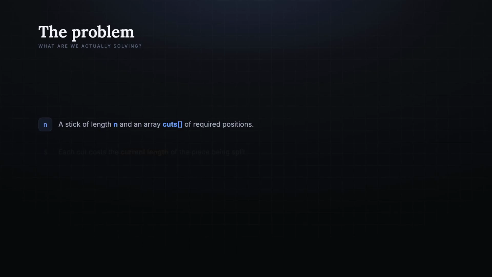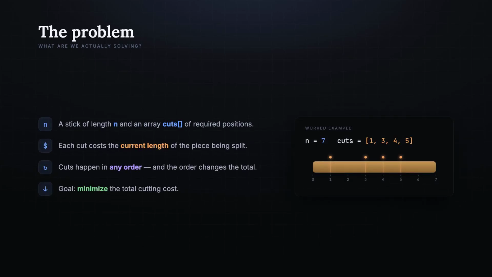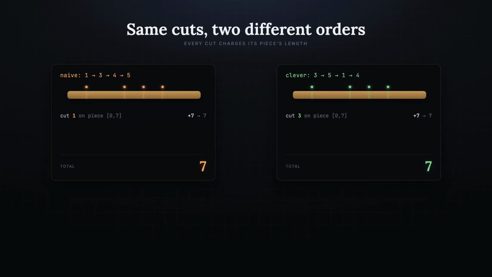The problem. You are given a stick of length n and an array of positions where cuts must be made. Performing a cut costs the current length of the piece being split. Cuts can be done in any order, and the order changes the total cost. Minimize it. Watch 2 different orders on the same stick.